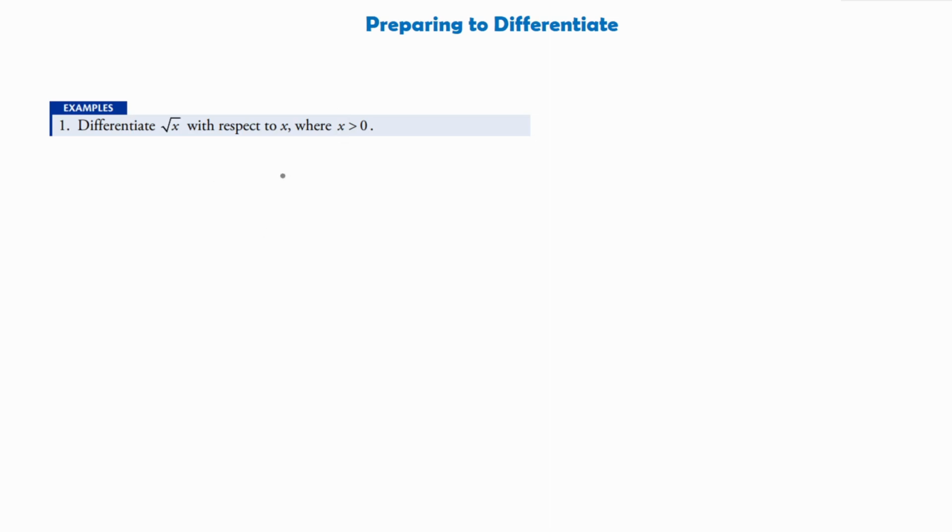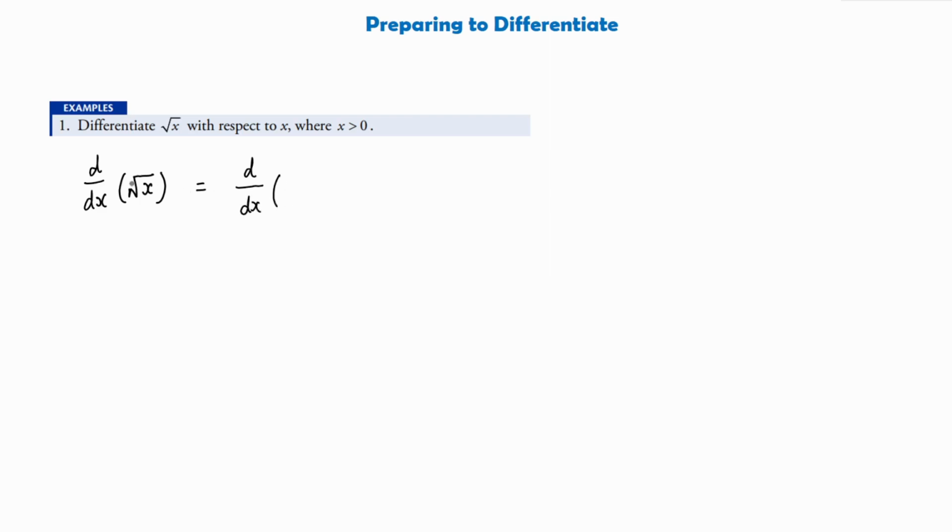So with this preparation in mind, let's do a couple more examples where we have to prepare to differentiate first. So you can see here we are told to differentiate the square root of x with respect to x where x is greater than 0. Now immediately we cannot differentiate this just yet because, well, x doesn't have a power. We want it to be of the form x to the n, as we said at the start. So in this case, we would say that the derivative with respect to x of the square root of x is simply equal to the derivative.